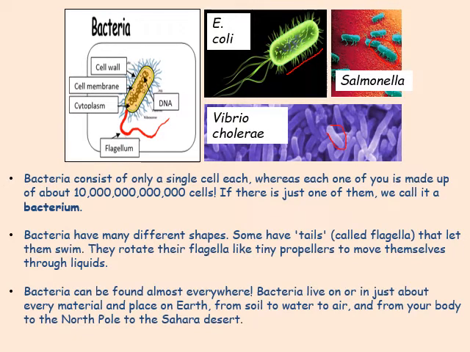Some of them have tails, which are called flagella. They help them swim. But some, as you saw in the last one, which are little spheres, don't really move around so much and they don't have flagella. But the ones that do rotate their flagella like propellers on a boat to move themselves through liquids. So these E. coli, if they live in your stomach, your digestive tract has got lots of water coming through it all the time, and this helps them move around.